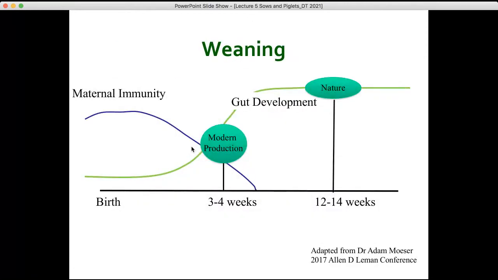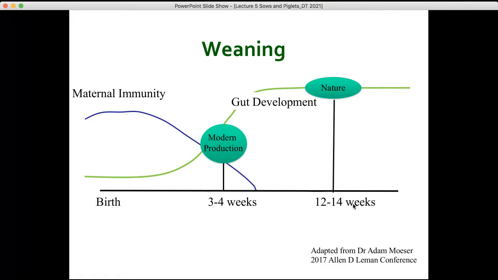Okay, and we're just going to finish talking about weaning here and the challenges associated with that. So I've alluded to it in my previous slides, but this is just to explain what's happening a little bit further. So we've got our timeline on the bottom here of birth, 3 to 4 weeks, which is when weaning happens in commercial pig production.